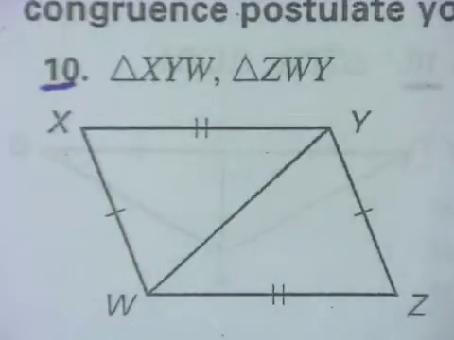All right, class. So we're on pages 45 and 46, and right now we're doing questions 10 through 15, and they're asking us to decide whether enough information is given to prove that the two triangles are congruent.